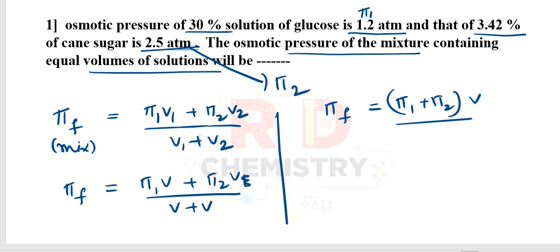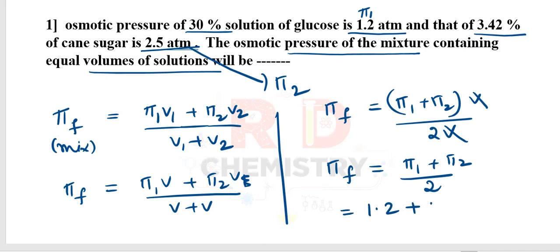Then here it is equal volume, doubling the volume, 2V. So V and V get cancelled. So finally I can write the osmotic pressure of the final solution is equal to pi1 plus pi2 divided by 2. If there is equal volume, add the two osmotic pressures divided by 2. Therefore, in this case, it is 1.2 plus 2.5 divided by 2, which is 3.7 divided by 2, equal to 1.85 atmosphere. Hope this is clear to you, right?